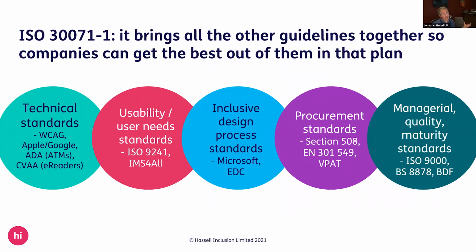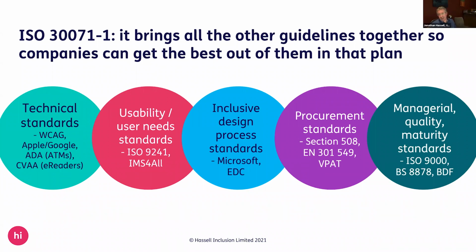This is how to bring usability and accessibility together. This is how to maybe get the best out of the inclusive design process. Things like Microsoft creating their inclusive design toolkit. The Engineering Design Centre here in the UK have done brilliant stuff there as well. Can you get really good stuff out of those?